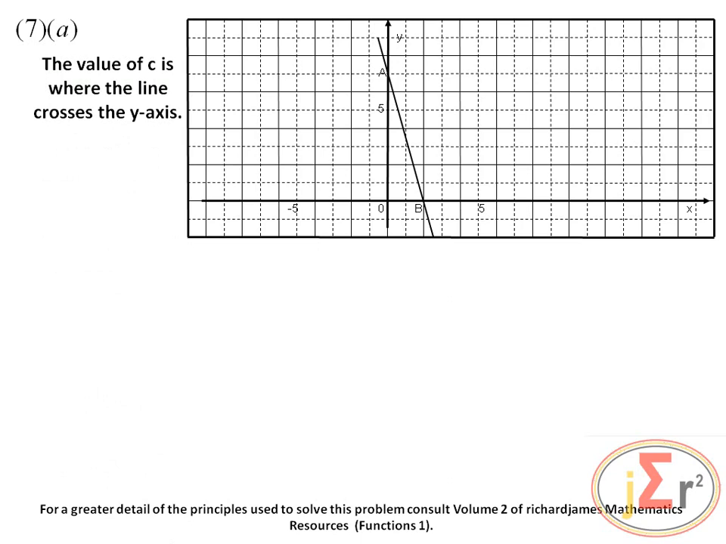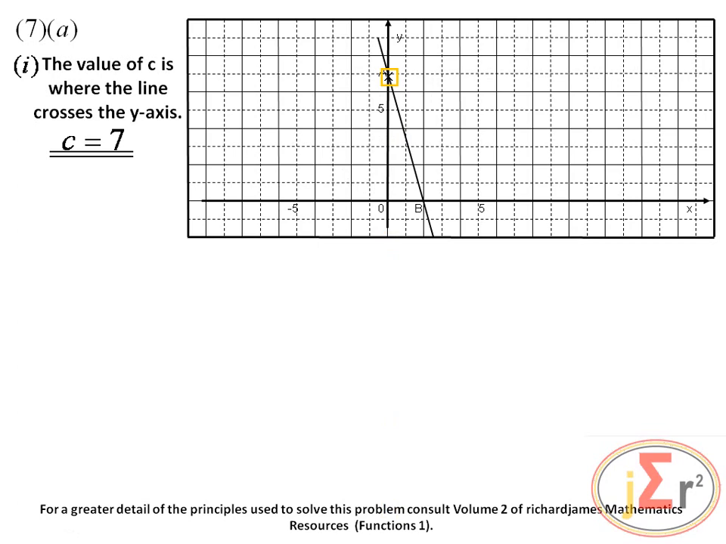C is a constant, and it is equal to the position where the line crosses the y-axis. It crosses the y-axis at 1, 2, 3, 4, 5, 6, 7. So it crosses the y-axis at 7. So c is equal to 7. And we are going to determine the value of m.